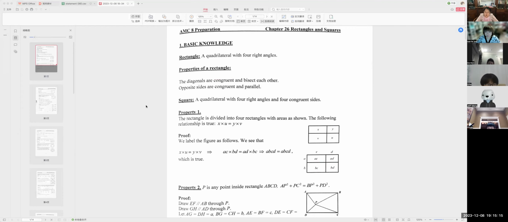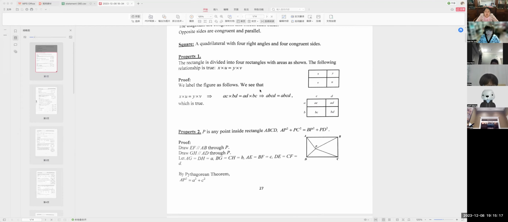So let's take a look at property 2, okay? So P is any point inside the rectangle ABCD. And AP squared plus PC squared equals BP squared plus PD squared. Okay, you can just copy this down, and we're going to talk about the proof later. Okay, how about you just copy this property first?